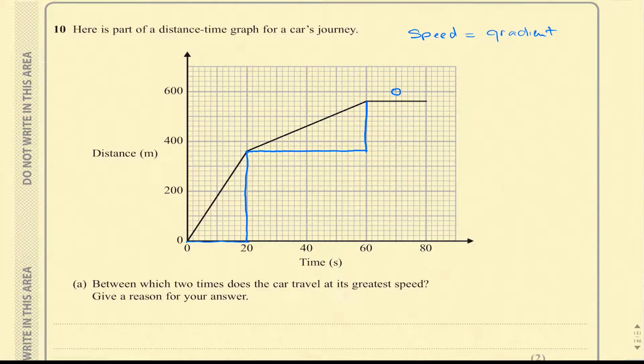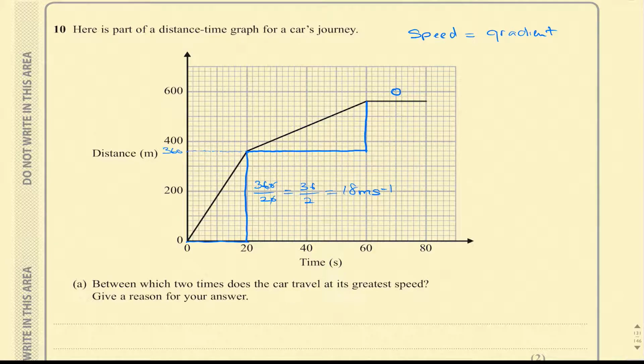So the first gradient here, each point is 20, because 10 squares represent 200. Therefore, each square is 20. So that is 200, 300, 360. So that point is 360 here. So that height is 360 divided by 20, where the 0s cancel each other. So I'm going to get 36 divided by 2, and that is equal to 18 meters per second. So that will be the speed, which is the gradient here.